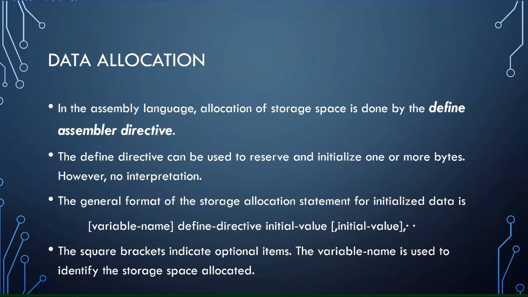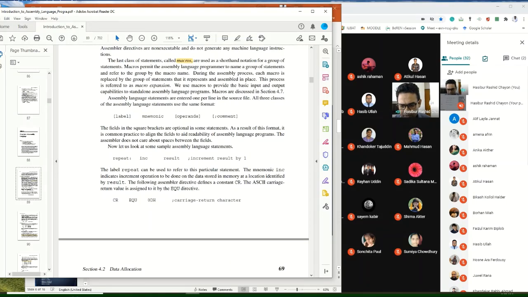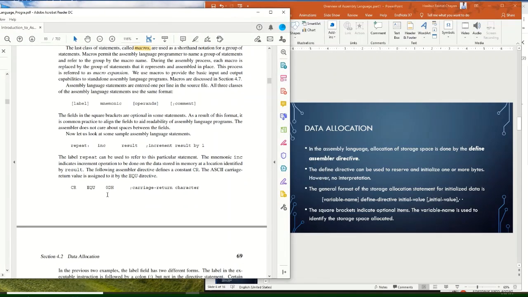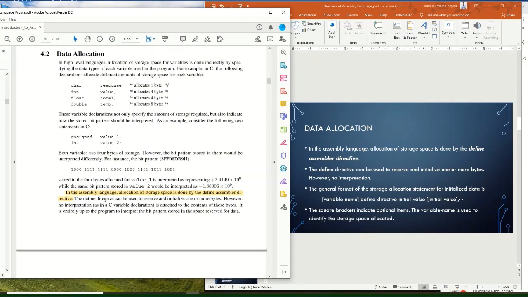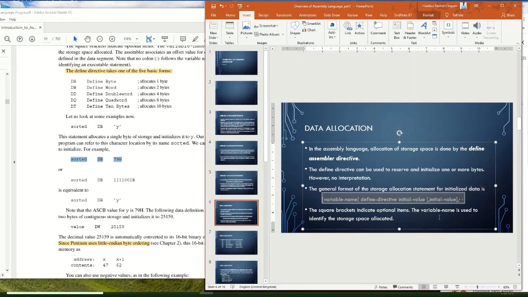Okay, so that is our code. Let me show you an example, and then let me explain this one. In the book, if you look at the book, okay, let me give you this example. Look at this example. Sorted db 79h. If you compare this line with that line, what we can understand is, let's match.